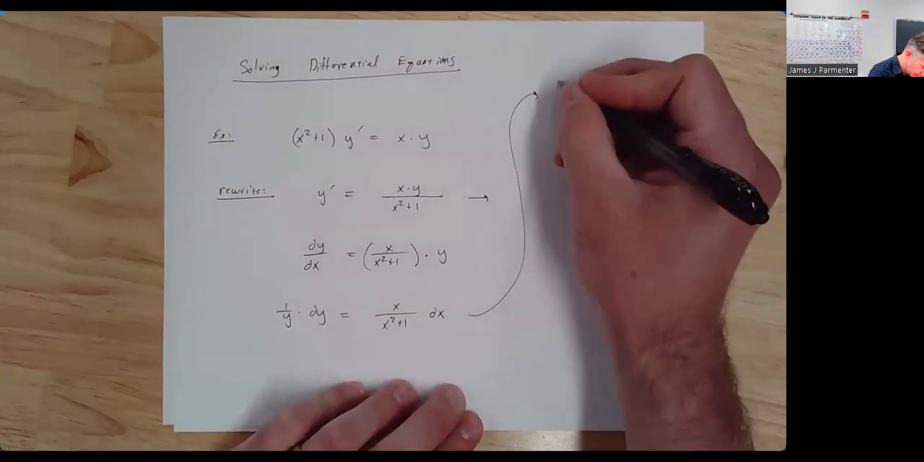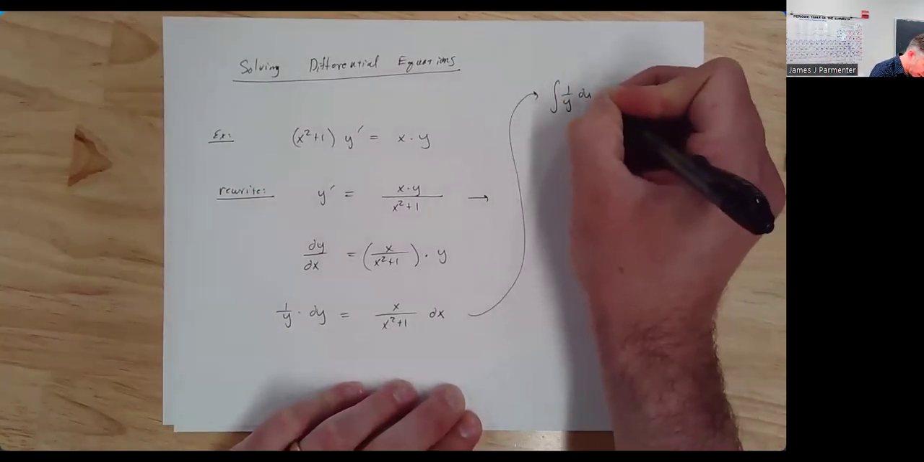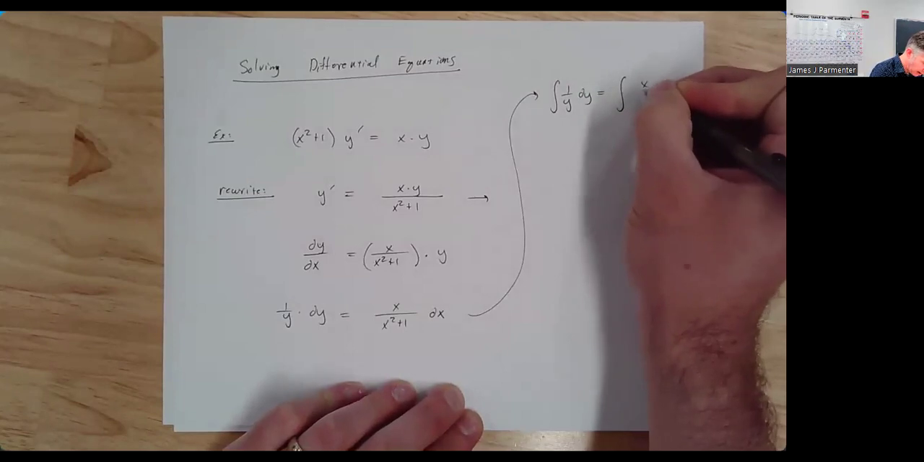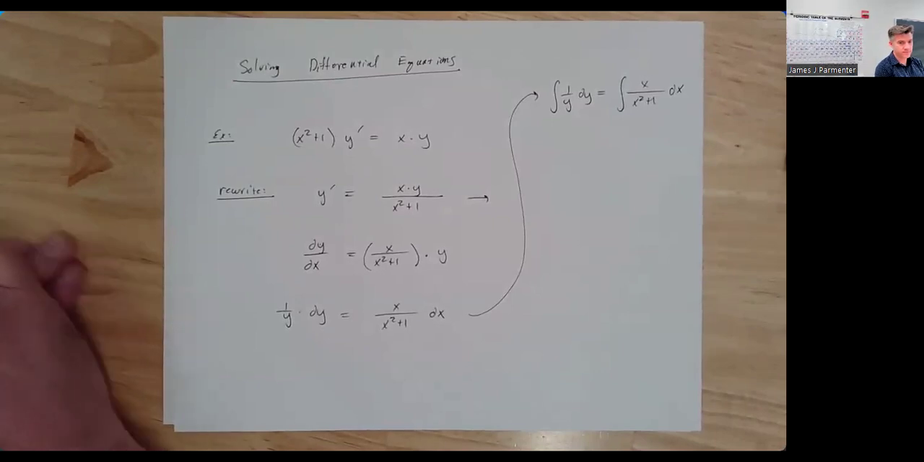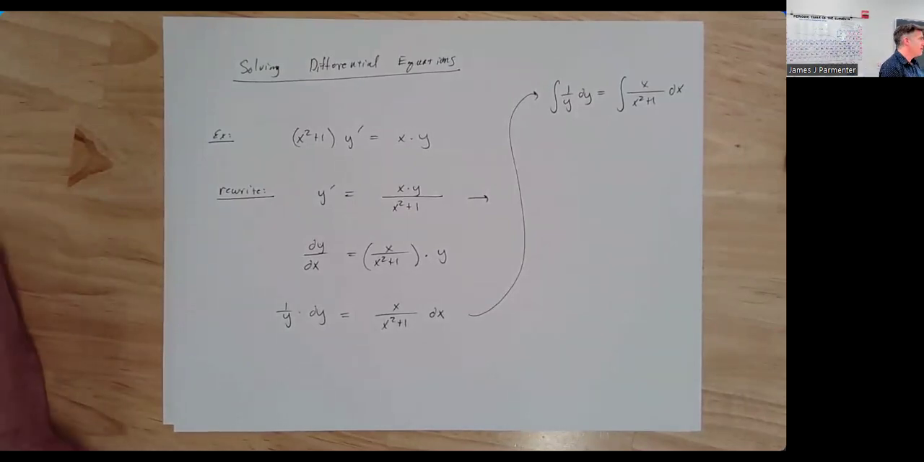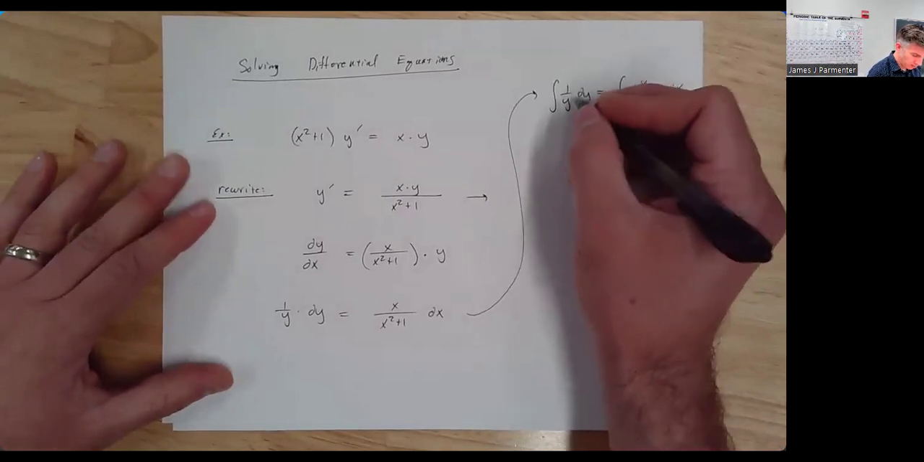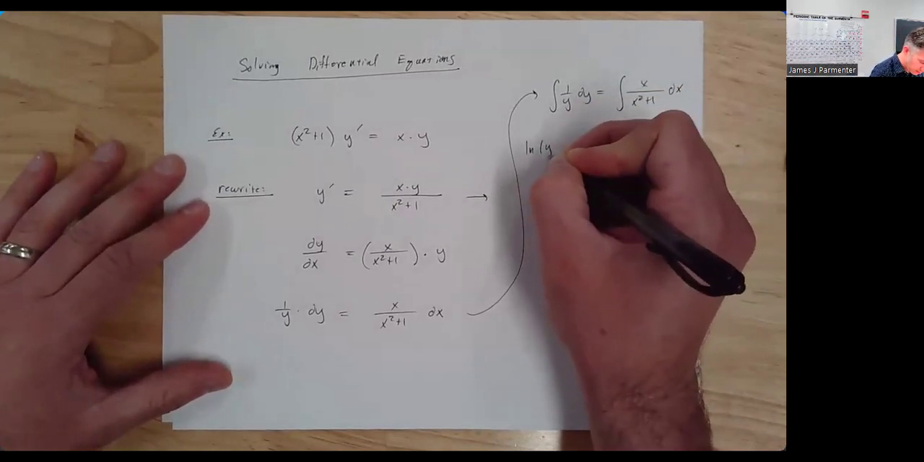So we're going to say that the integral of 1 over y dy is equal to the integral of x over x squared plus 1 dx. And then we're going to anti-differentiate both sides. The antiderivative of 1 over y is the natural log of the absolute value of y. Now, for now, we're just going to ignore the absolute value. We'll talk more about it on Thursday as to why we're allowed to ignore it, but I will tell you, you can really just get away with ignoring the absolute value for the most part. So the integral of 1 over y is the natural log of y.